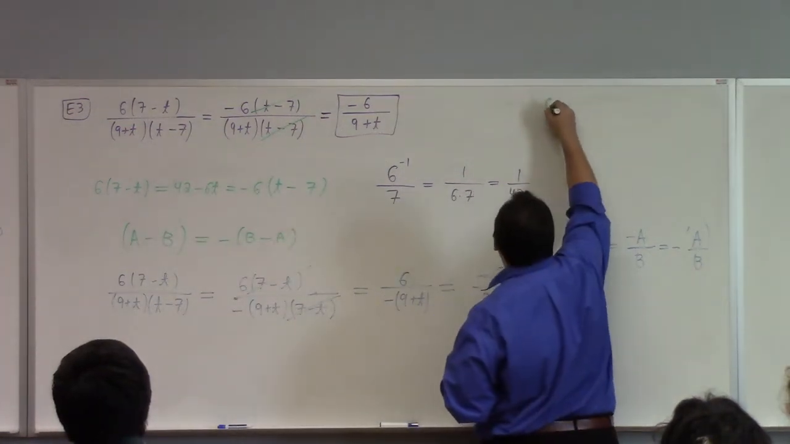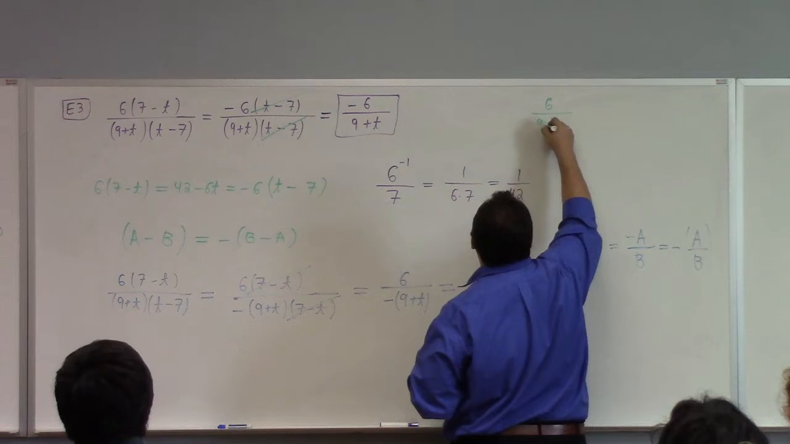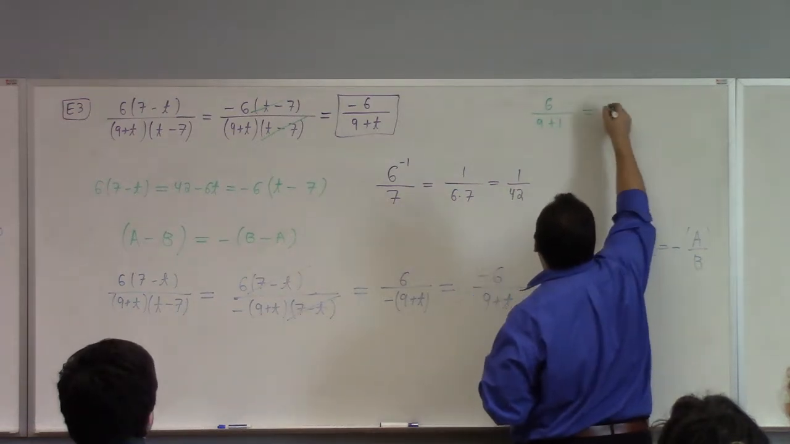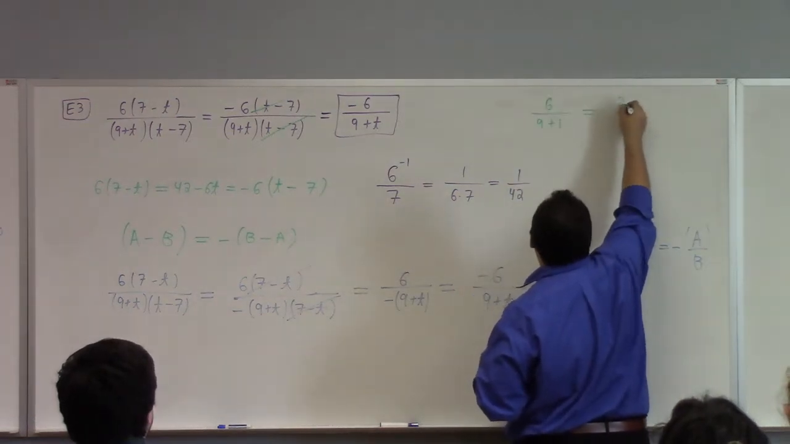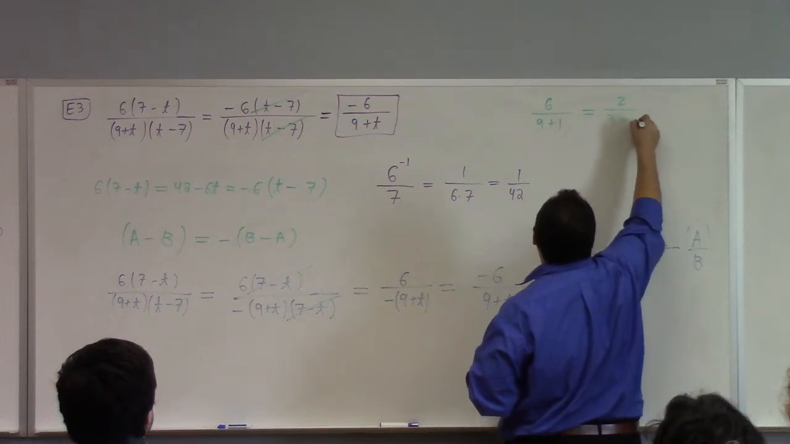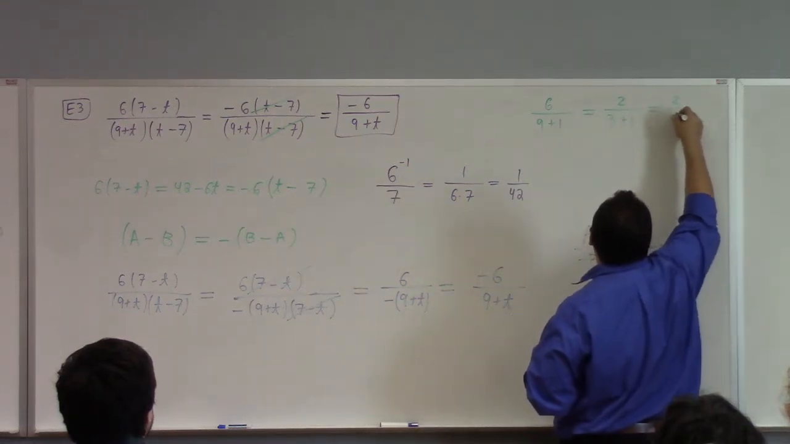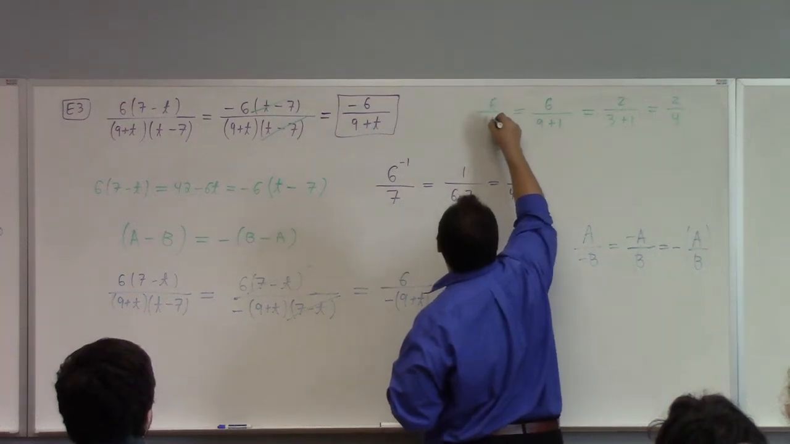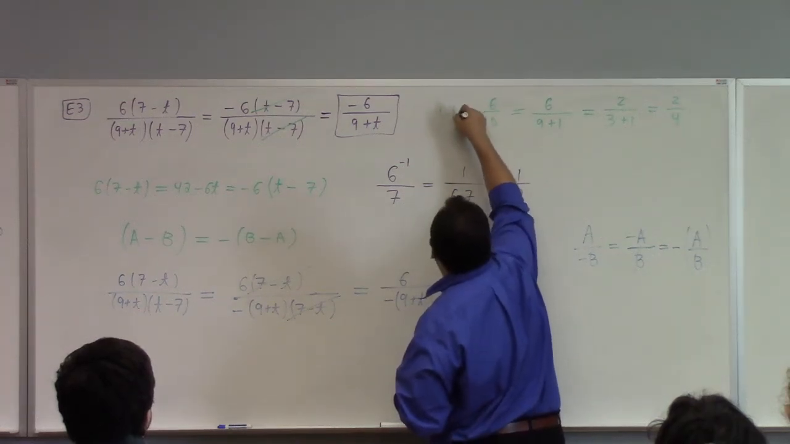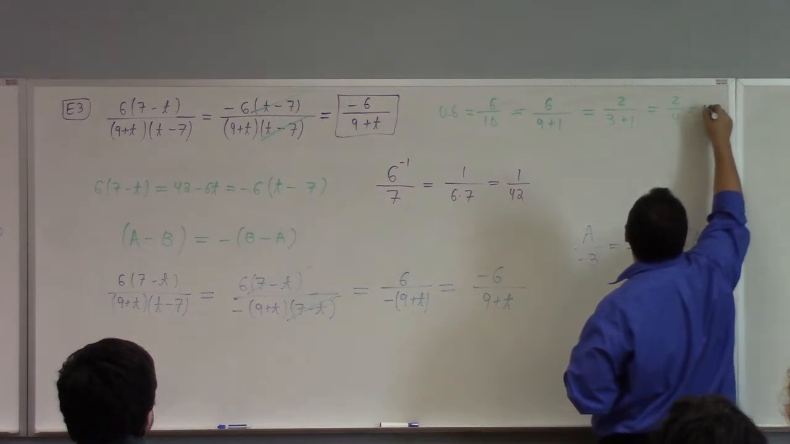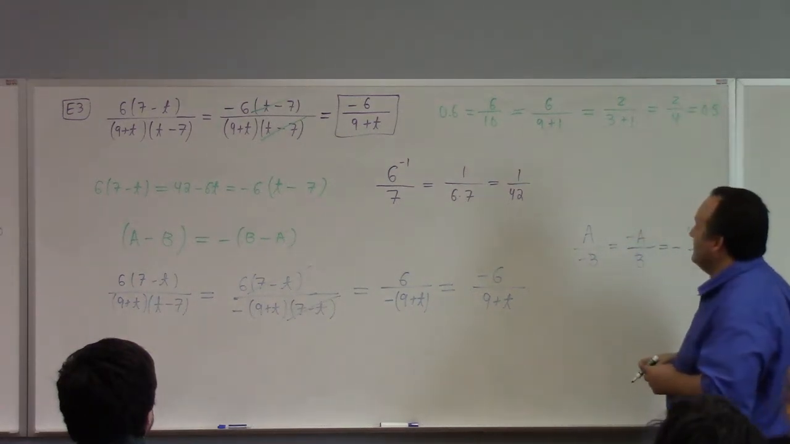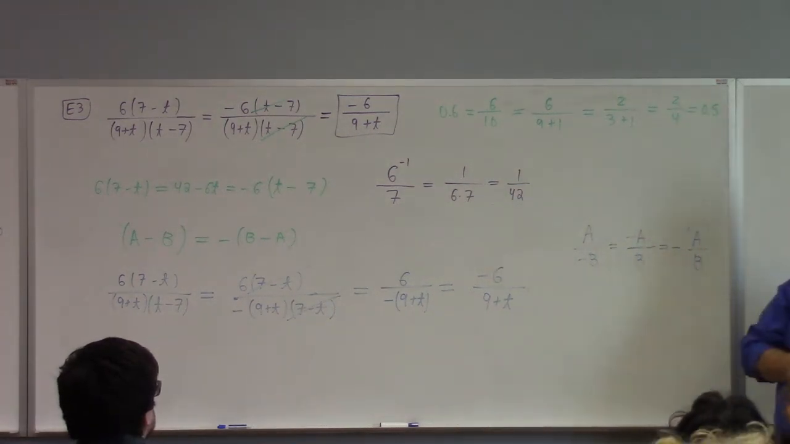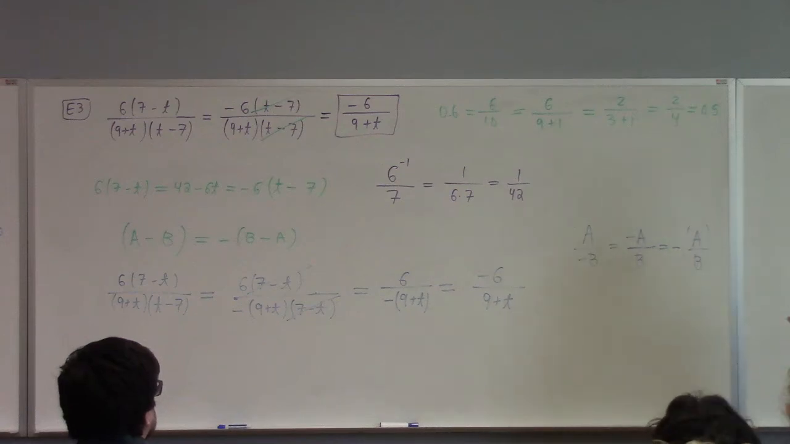So suppose I had 6 over, say, 9 plus 1, right? And then I simplified the 6 over 9 and changed it to 2 over 3 plus 1. Well, then this would be 2/4, right? But this is 6 over 10, which is 0.6, right? Is 0.6 equal to 0.5? So as my community college professor would say, this dog will not hunt.